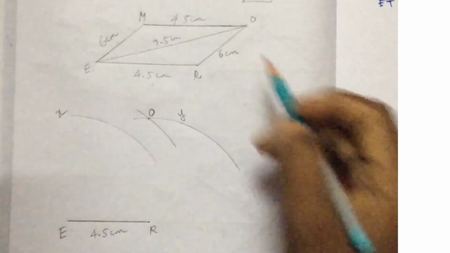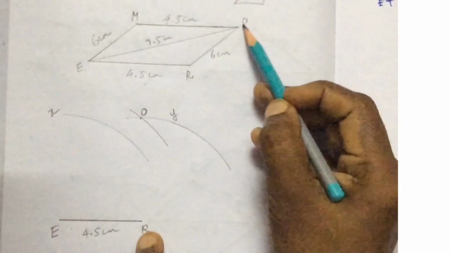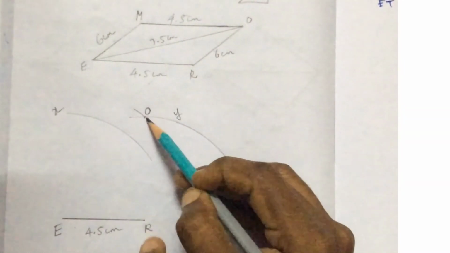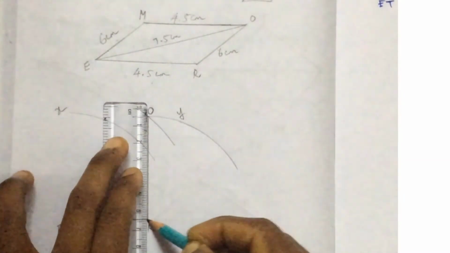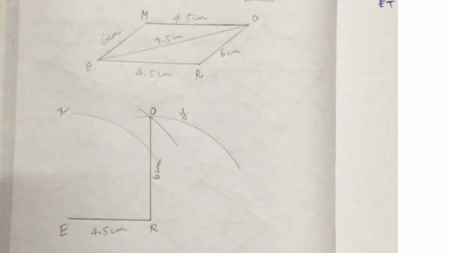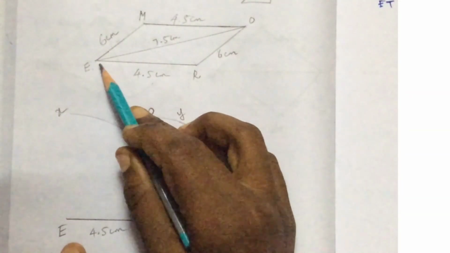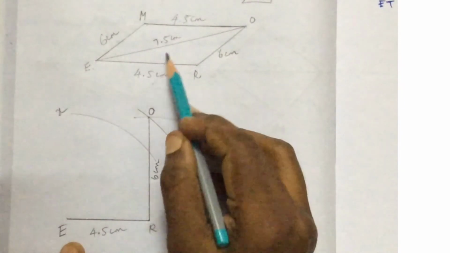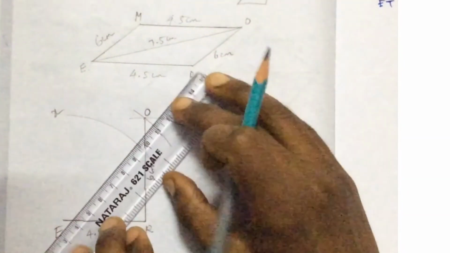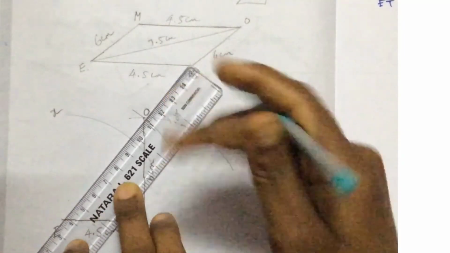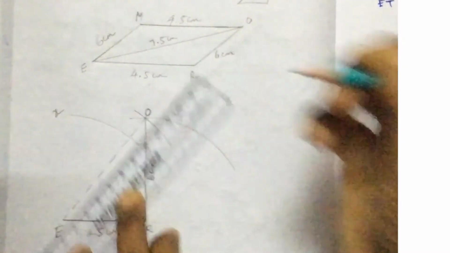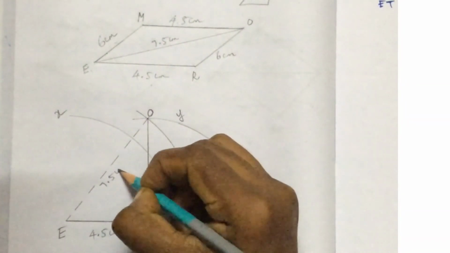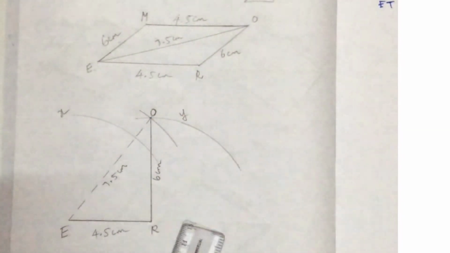What are the two arcs? From R there is one length of 6 centimeter, from here to here. That is the first arc we have drawn. Again we have to make from E another arc cutting the previous arc with 7.5 centimeter. That is what we have drawn from here to here. I can make it a dotted line just to show it's a diagonal. So that is 7.5 centimeter. Now we have got this point called O.